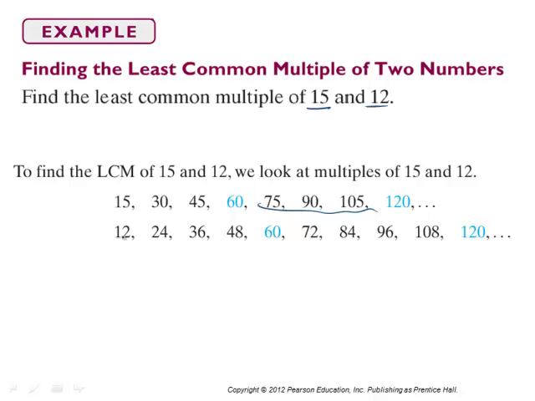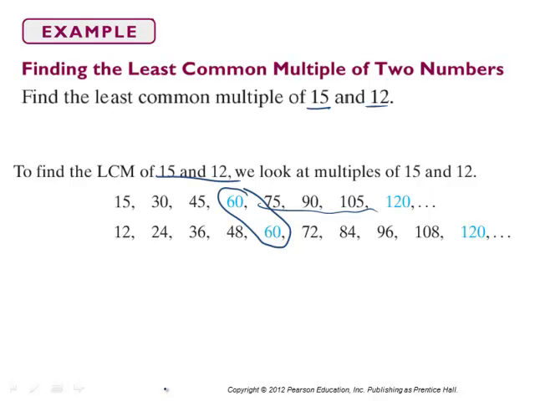And then do the same thing with 12. Go ahead and write multiples of 12. 12, 24, 36, 48, and so forth. And then locate that first number that's the multiple of both the 12 and the 15. 60 in this case. 120 is also a common multiple, but the smallest common multiple is 60. So that's why 60 is the LCM of 12 and 15.